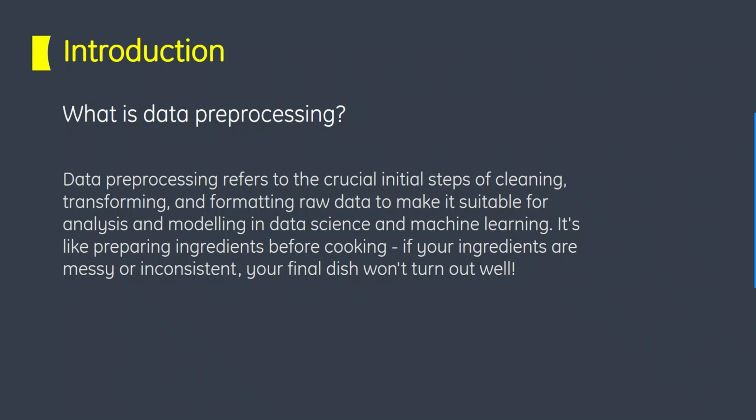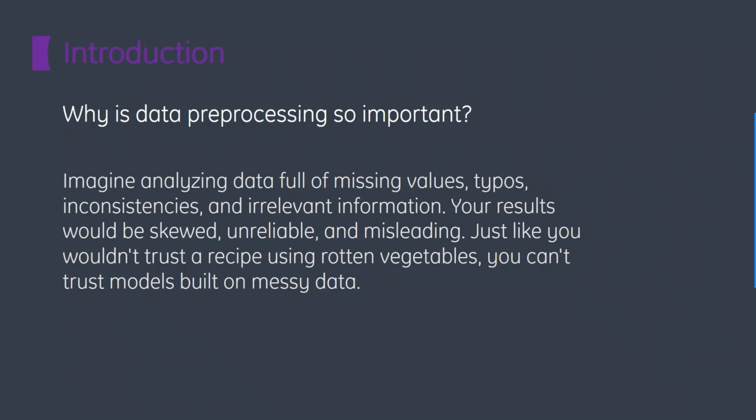Data pre-processing refers to a crucial initial step of cleaning, transforming, and formatting raw data to make it suitable for analysis and modeling in data science and machine learning. It's like preparing ingredients before cooking. If your ingredients are messy and inconsistent, your final dish won't turn out well.